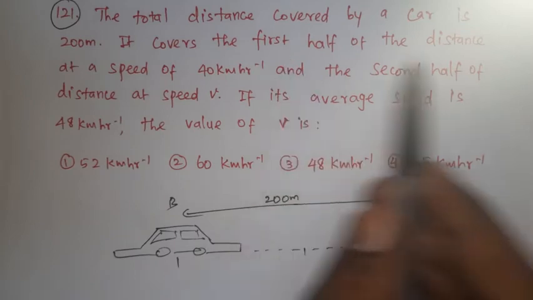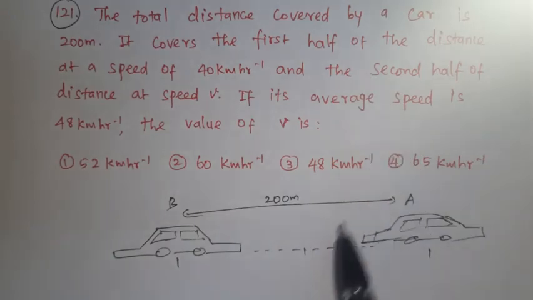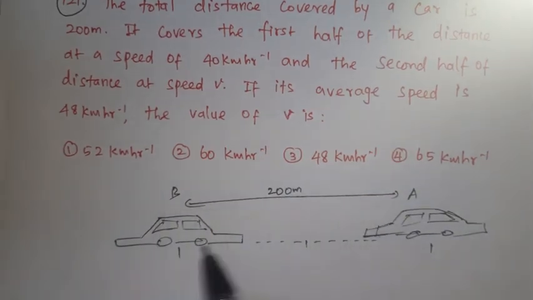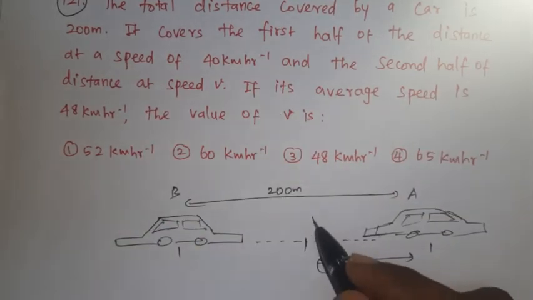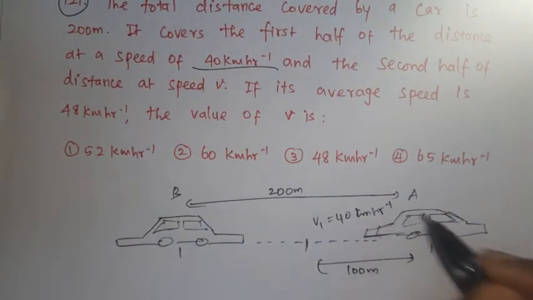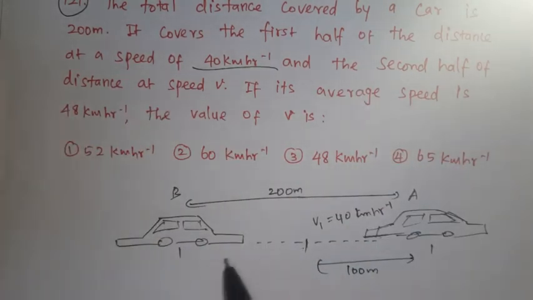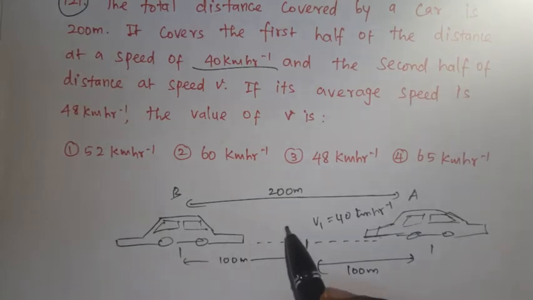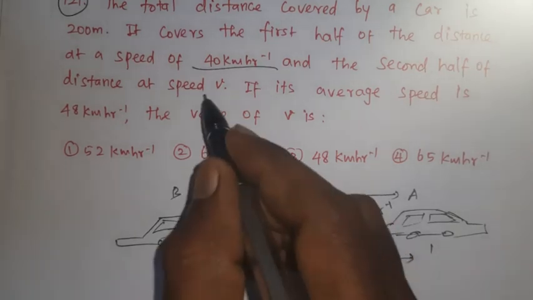It covers the first half of the distance at a speed of 40 km per hour. The total distance is 200, so the first half of the distance is 100 meters. In this 100 meters, the speed of the car is V1 equal to 40 km/h. In the second half of the distance, the other 100 meters, the car's speed is V2, which you can take as V.